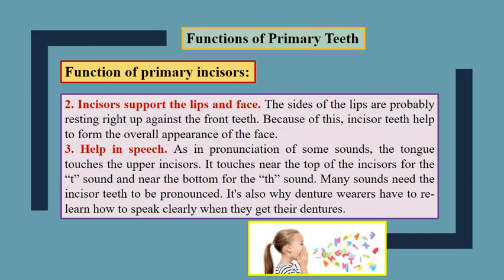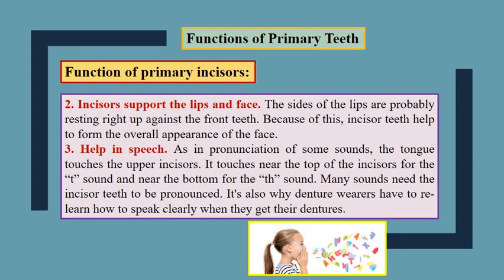النقطة الثانية function of a primary incisor. We have incisor support the lips and face. The sides of the lips are probably resting right up against the front teeth. Because of this, incisor teeth help to form the overall appearance of the face. إذن جوانب الشفاه تكون مستقرة ومباشرة مقابل الأسنان الأمامية، وبسبب ذلك فإن الانسايزر تيث لها دور جدا مهم للمظهر الخارجي للفيس.